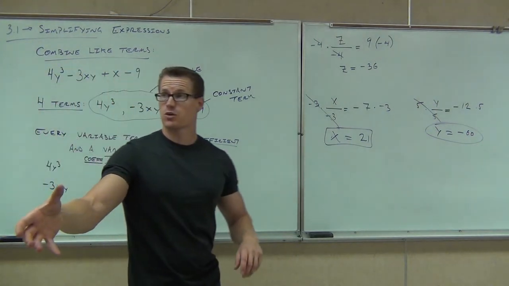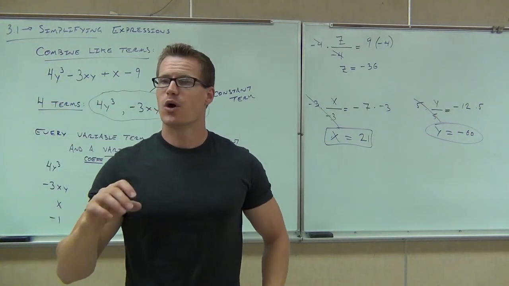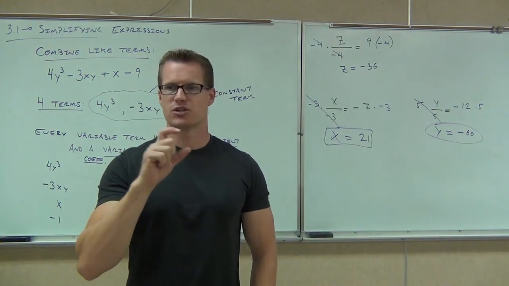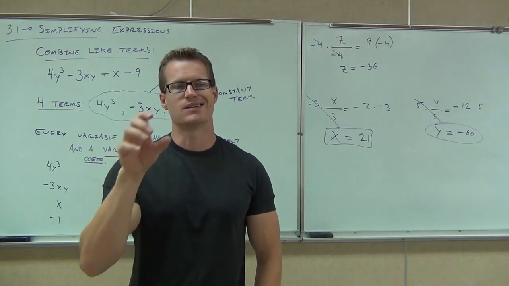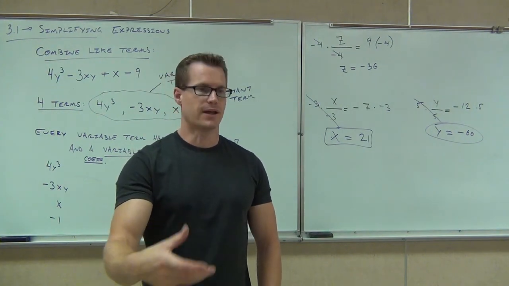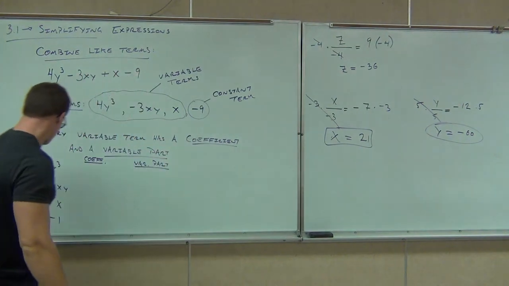That's definitely a variable term, right? Because it has a variable in it. The coefficient is simply the number in front of the variable. It's just the number itself. So the coefficient is the number that you're looking at right now. What's the number you're looking at right now? 4. That's the coefficient. It's just the number.